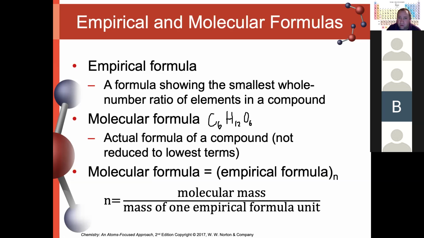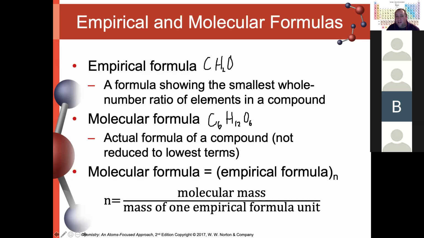Now, the empirical formula for that is not C6H12O6. It's going to be the lowest terms ratio of each of those elements to each other. And so what you should be able to see is that each one of these numbers here is actually divisible by 6. So the empirical formula here is actually CH2O. This is the lowest terms ratio.